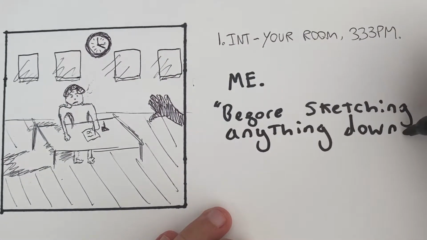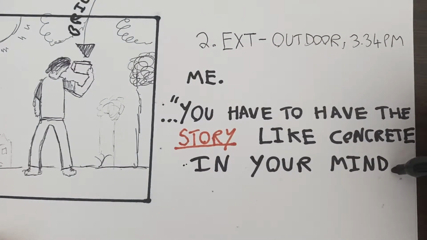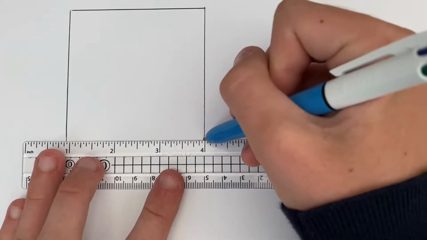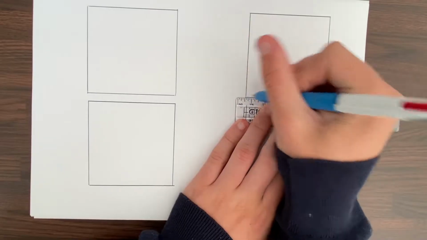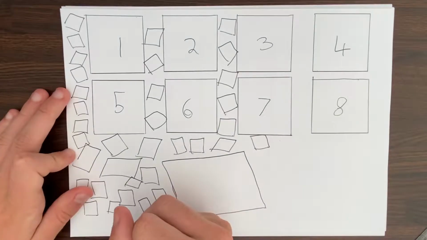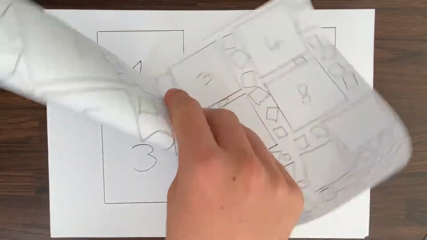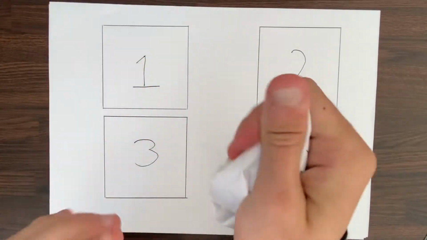Before sketching anything down, you have to have the story concrete in your mind. If you don't have that sorted, then the rest is going to be a lot harder. You know the story you need to tell? Now you need boxes. You can have 2 boxes, 4 boxes, 8 boxes, or however many boxes you want. But I like having 4.